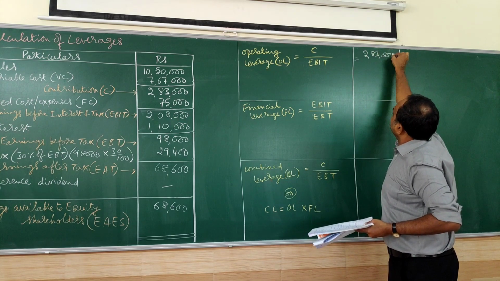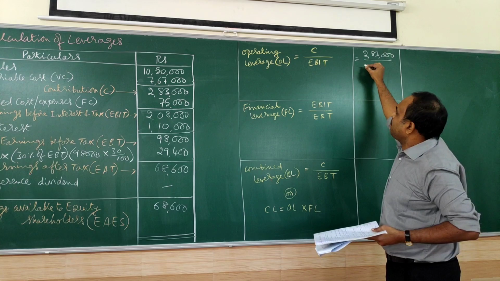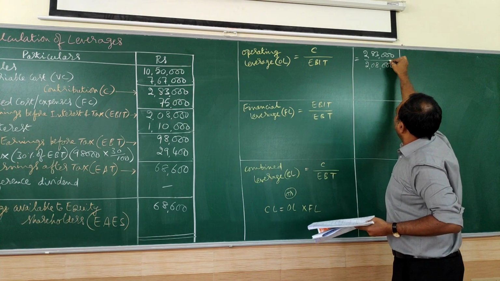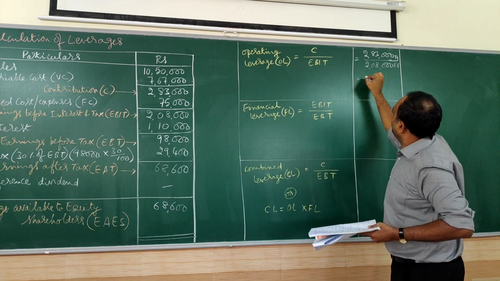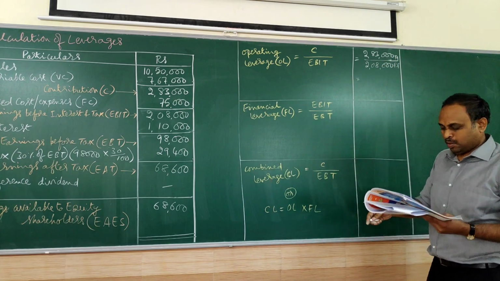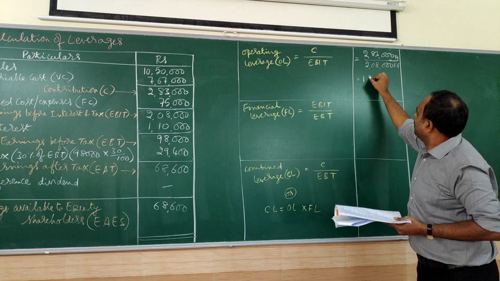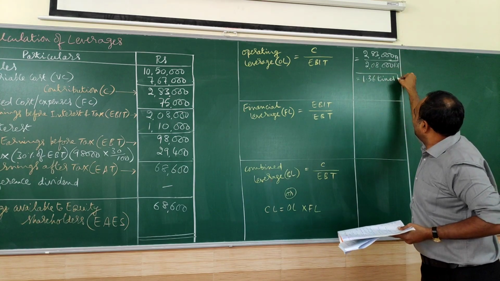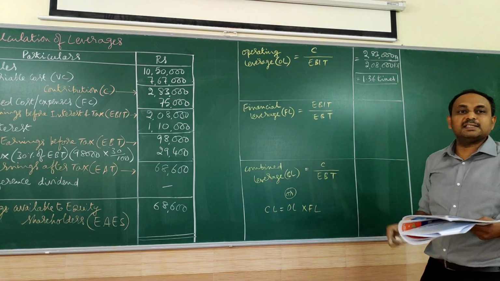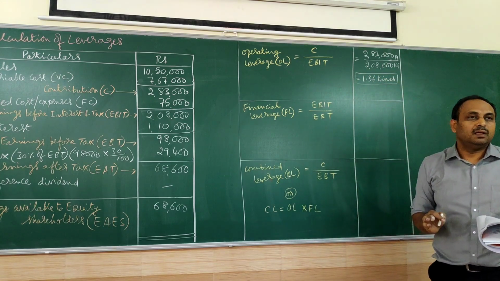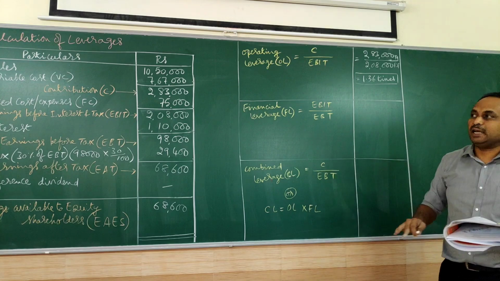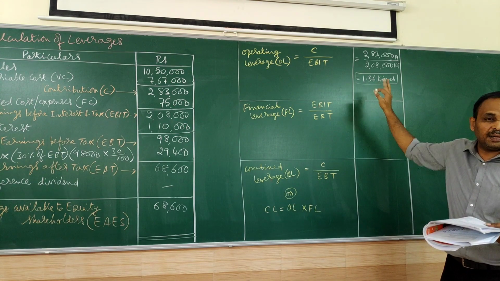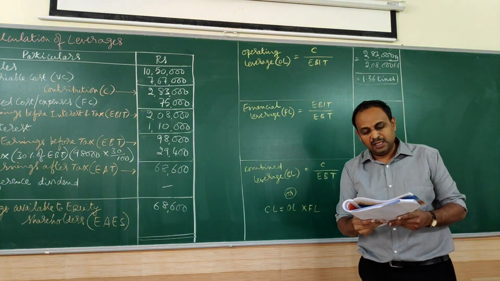2,83,000 divided by 2,08,000. So if you divide, you are going to get 1.36. What is this 1.36? This is 1.36 times, not in percentage. So 1.36 times. What is the significance of this?